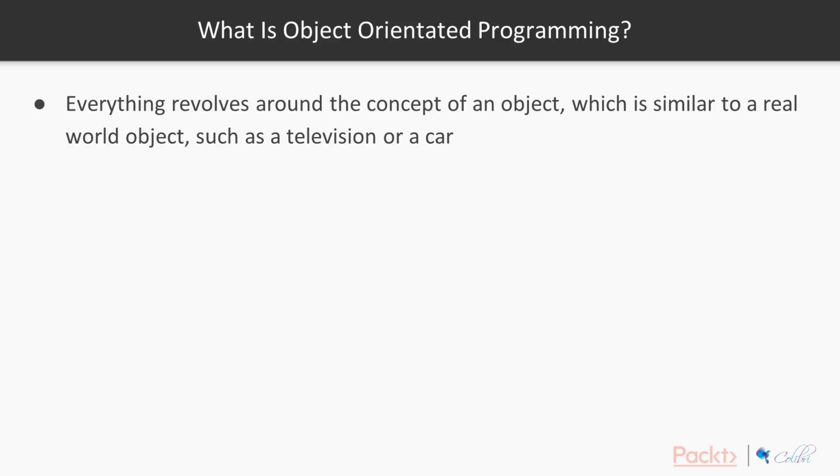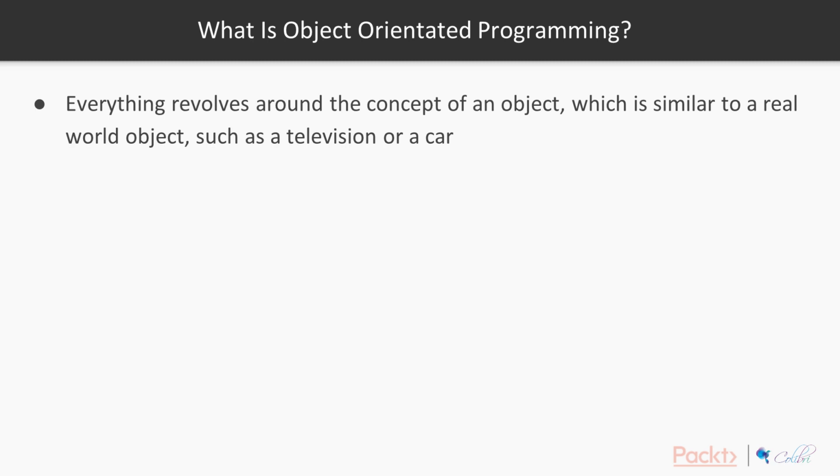So first of all, what is object-oriented programming? Well, in OOP, everything revolves around the concept of an object. I want you to think of an object as something that is similar to a real-world object, such as a television or a car. So an object is a real-world concrete thing. Think of an object like an actual instance of a television.